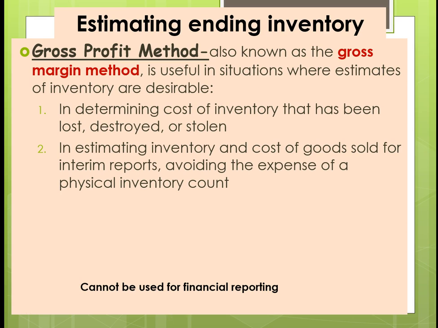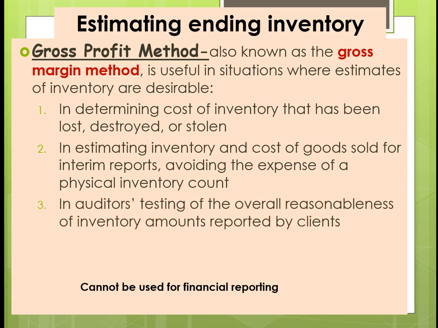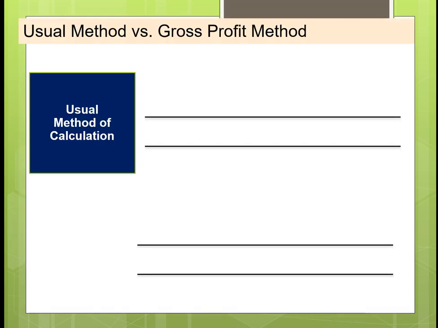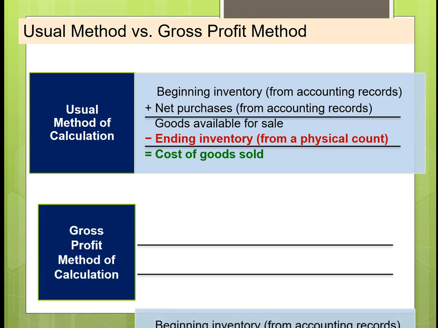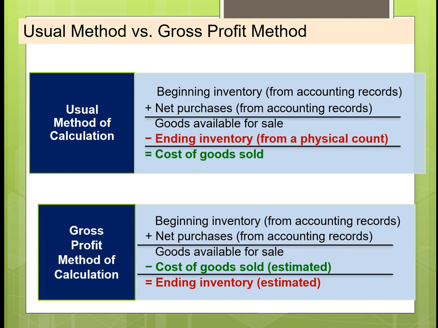And again, this is if you use periodic. Auditors may use it in testing the overall reasonableness of inventory amounts reported by clients, and it's used in budgeting. So here's the difference. Usually how you calculate cost of goods sold, you take beginning inventory plus purchases minus ending inventory, and you get cost of goods sold. But when you use the gross profit method, you're starting with beginning inventory plus purchases, which gives you cost of goods available for sale. You're going to estimate cost of goods sold to get estimated ending inventory.